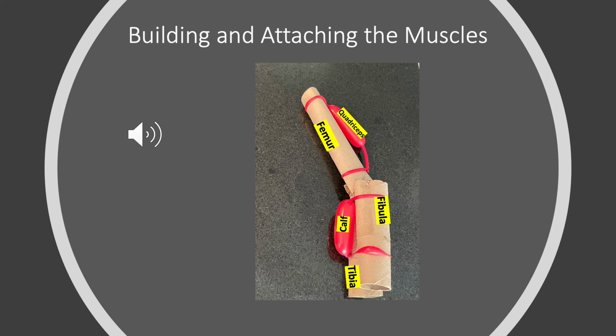Have each student tie each end of the quadriceps muscle balloon to each end of the femur bone. This muscle will be at the front of the femur bone. Have each student repeat the previous step with the calf muscle by tying the upper end of the calf muscle to the upper part of the tibia and fibula and the bottom end of the calf muscle to the bottom of the tibia and fibula.